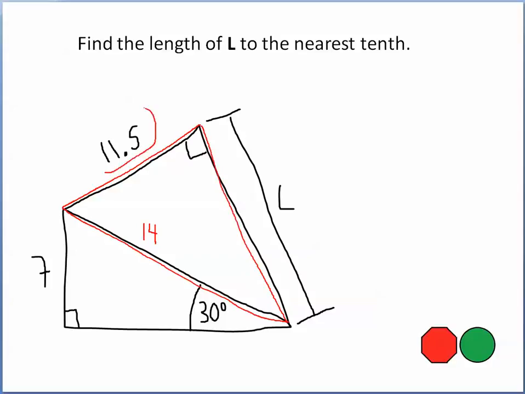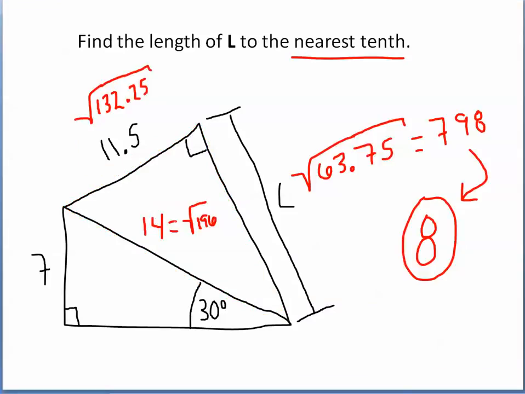11.5. Using the Pythagorean theorem, or a different version of that, we can rewrite 14 as equal to the square root of 196, and we can rewrite 11.5 as the square root of 132.25. Subtracting 132.25, the number, from the number 196, we wind up with 63.75, and taking the square root of that, we get 7.98.